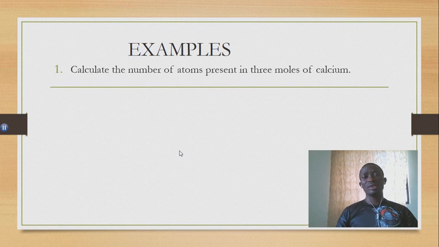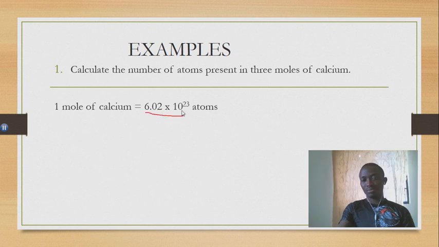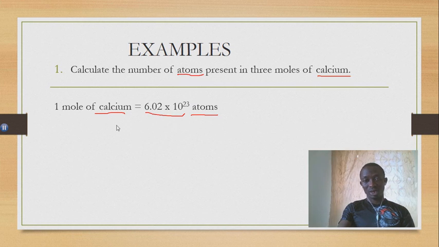Let's look at this example. Calculate the number of atoms present in 3 moles of calcium. So all I need to do is just come here and say 1 mole of calcium will contain the Avogadro's number of atoms. At least we know that from the previous slide. That is, 1 mole of any substance contains the Avogadro's number of particles. Now the particle we are talking about, as stated in the question, is atoms. So I come down here and write 1 mole of calcium will contain the Avogadro's number of atoms.